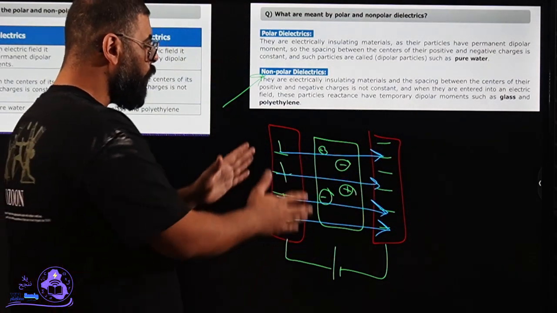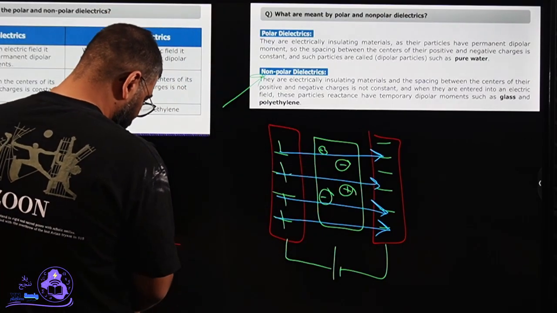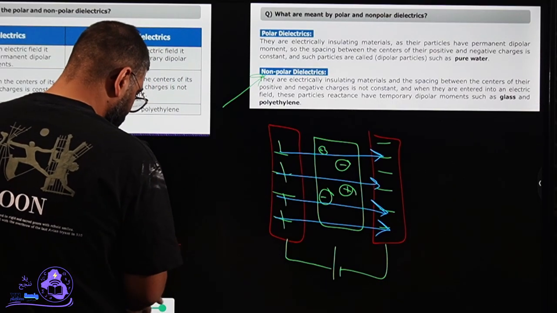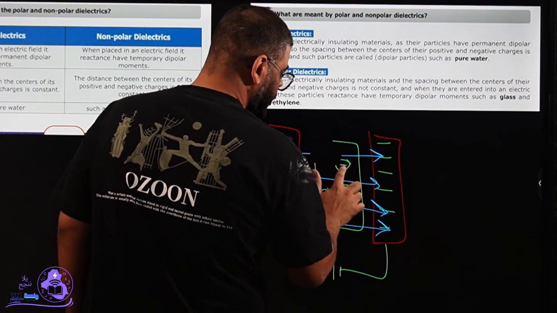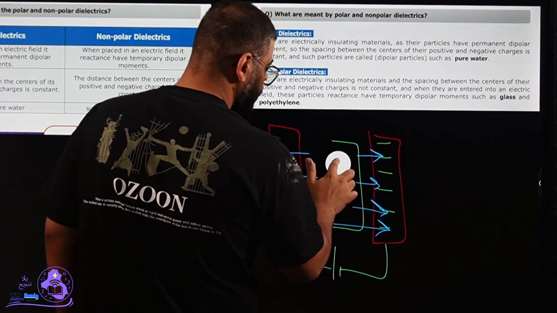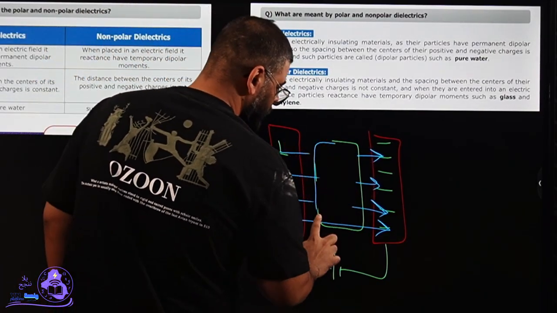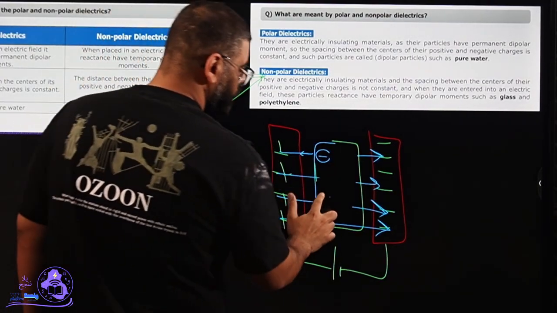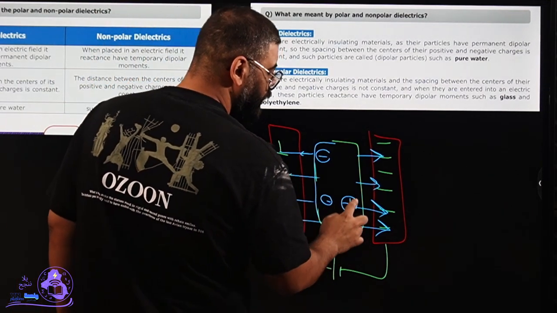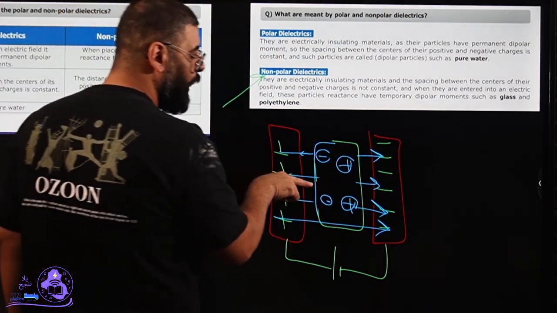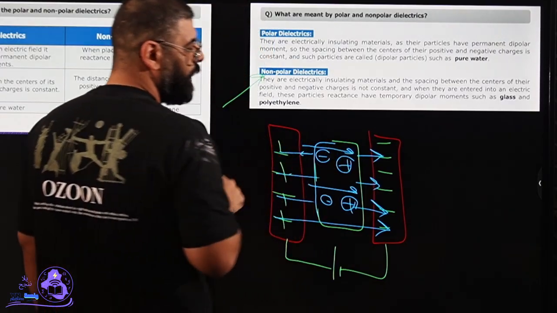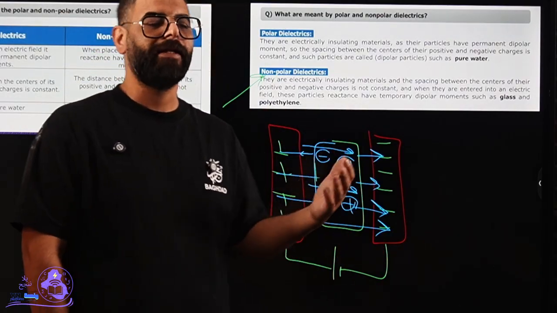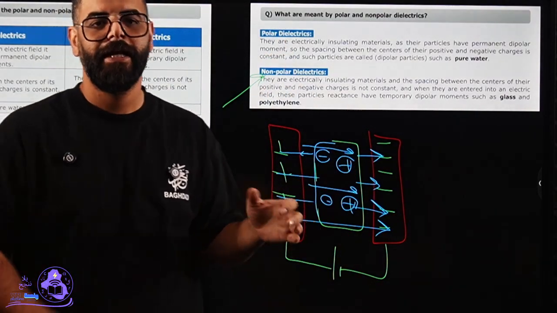What will happen? All these charges will be affected and will re-establish their locations. So now the negative charges will become near to this side, and the positive charges will become near to this side, in the same way as the electric field. This is what happened.